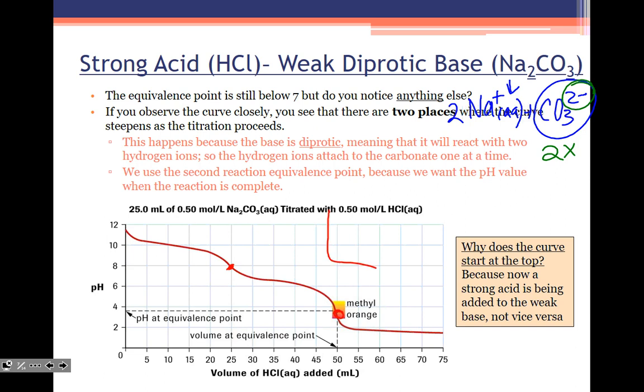Okay, typically a titration curve will look something like this, but in the other case there's only one bump. There's only one vertical area. In this case here, there's a little wee bit of a vertical area, and here's your other vertical area. This is your first reaction.